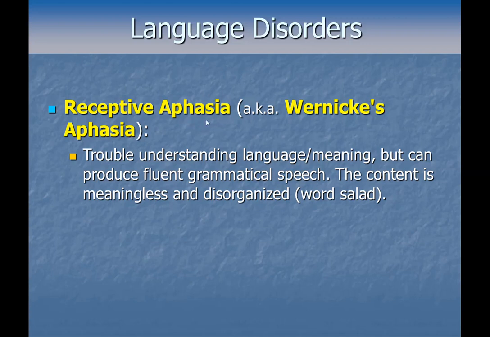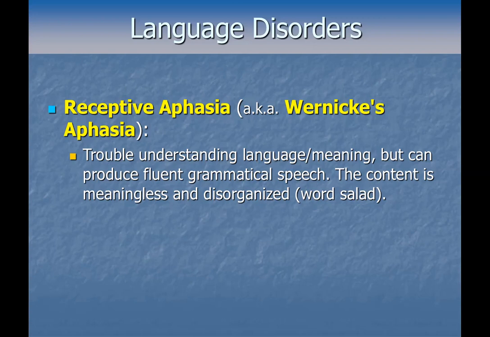If Wernicke's area gets damaged, we get a different form of aphasia. Remember, aphasia is just a language or speech disorder. And in the case of Wernicke's area being damaged, what we get is receptive aphasia. So it's a problem with receiving language. It's a problem with being able to understand language when, say, people are speaking to you, for example.